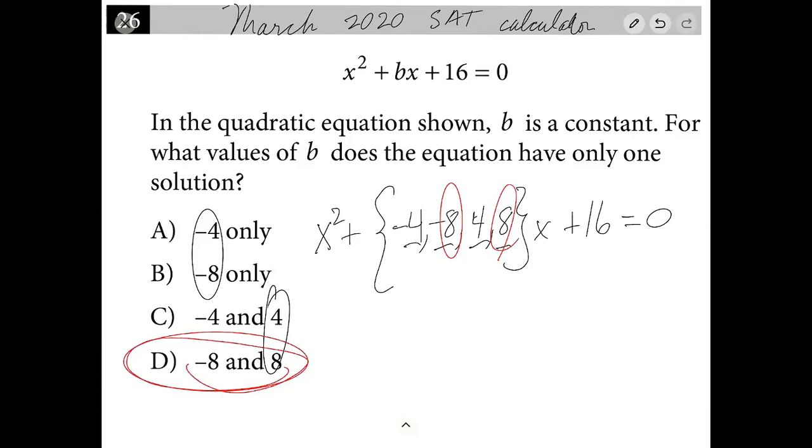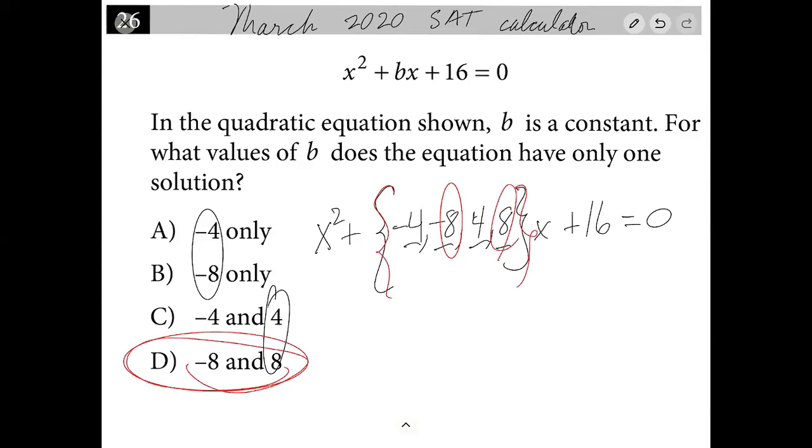So this to me is a nice little calculator hack that will show you graphically how to solve this question, if you know what one solution means. If you know that, all you have to do is graph it and there's your answer. There's no algebra involved in this, okay?